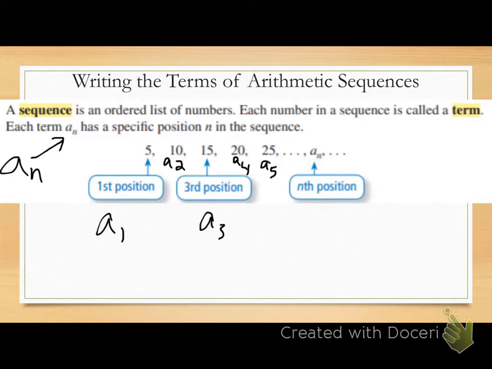Does that make sense though? The subscript is just the term number of the sequence. So 5 is the first term, so it's a sub 1. 10 is the second term, so it's a sub 2. So on and so forth. Wait, so 5 would be a sub 2? Nope. 5 is a sub 1. Sorry, I put a sub 1 down below it because it's the first position. 10 is a sub 2. 15 a sub 3. 20 a sub 4. 25 a sub 5. First term, second term, third term, fourth term, fifth term. Nth term.